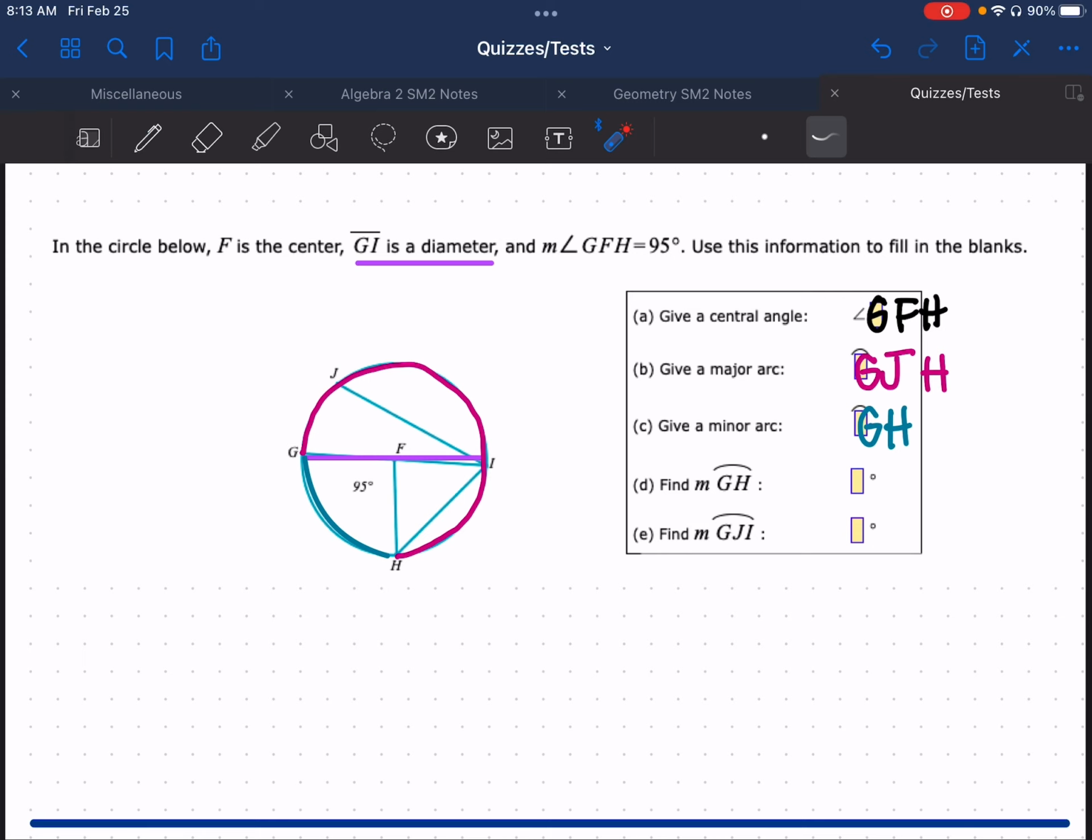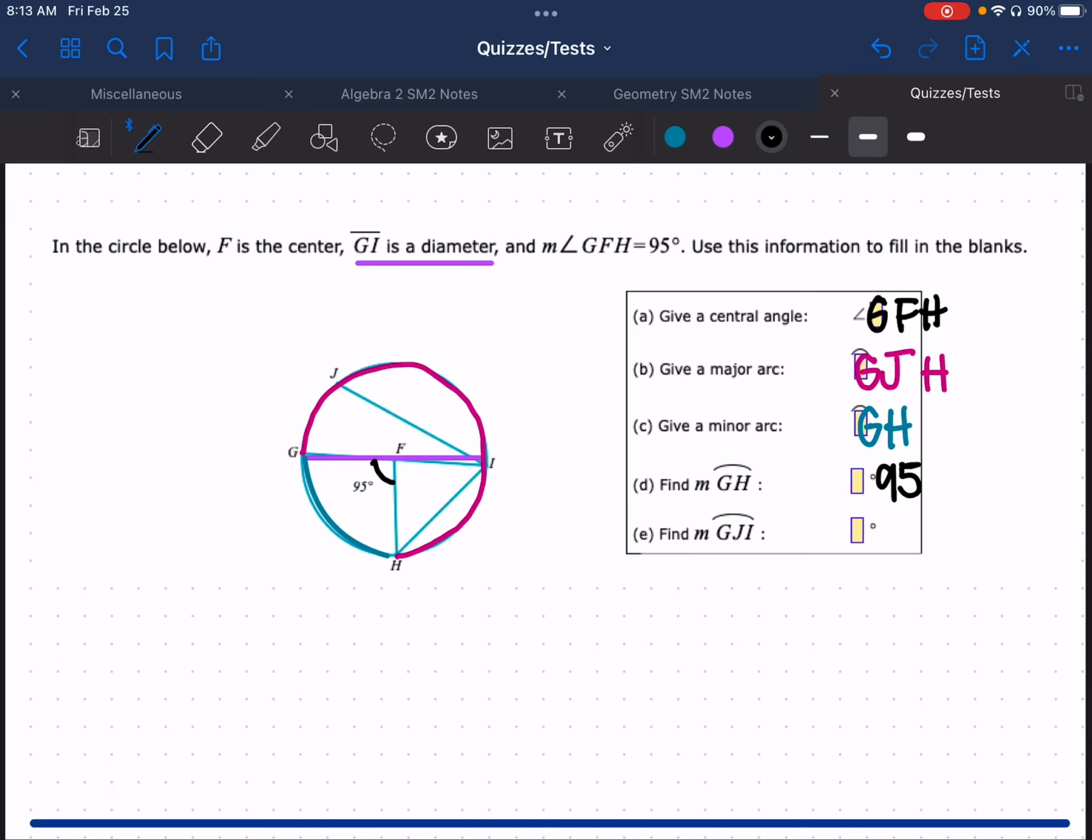All right, now they're asking me to find the measure of GH. Remember, the measure of GH is this measure right here because F is your center. Since F is your center, the measure of that angle there, GFH, is the same as the measure of the arc. So I'm simply going to say it is 95 degrees because that measure and the arc's measure match.